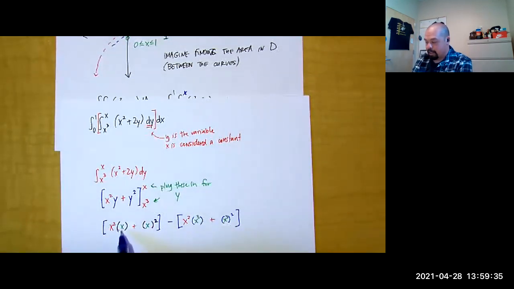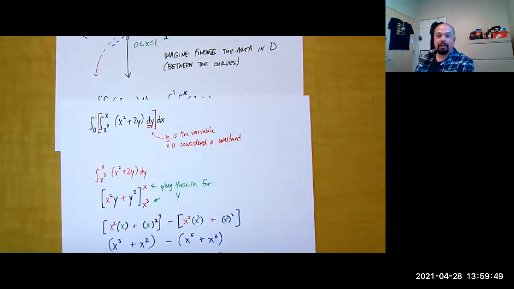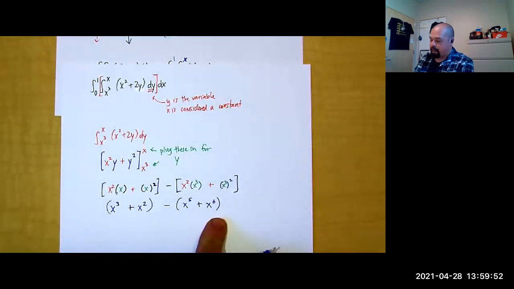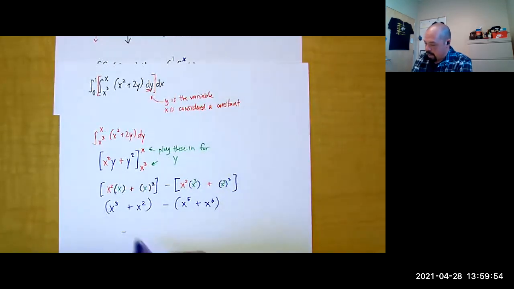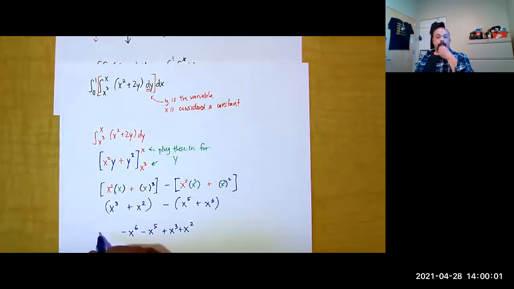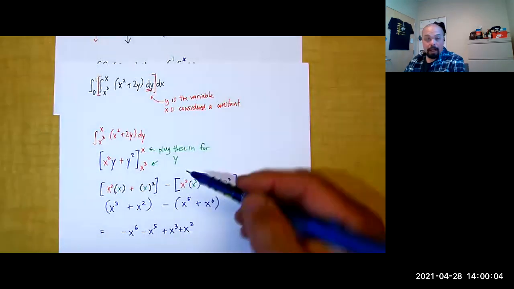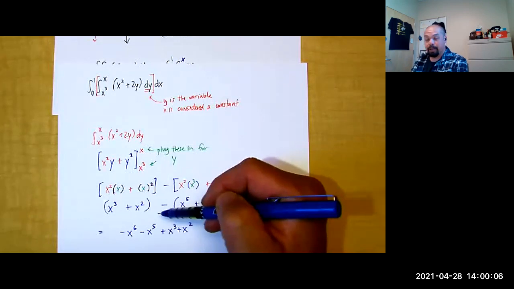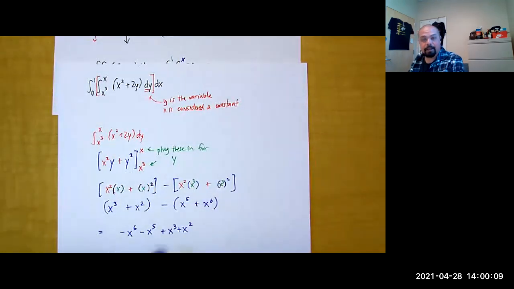Evaluate here: x squared times x cubed plus x being squared, minus x to the fifth power. Add those exponents, multiply, here plus x to the sixth. Distribute the negative in, rearrange to descending order: negative x to the sixth minus x to the fifth plus x cubed plus x squared. So that's the y integral. We're getting some expression out involving only x's.